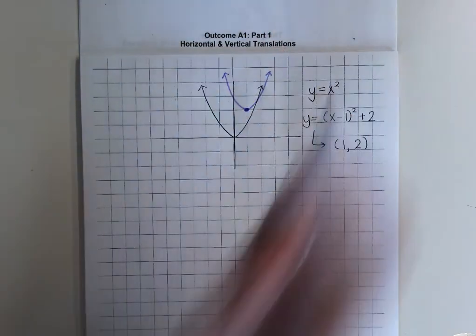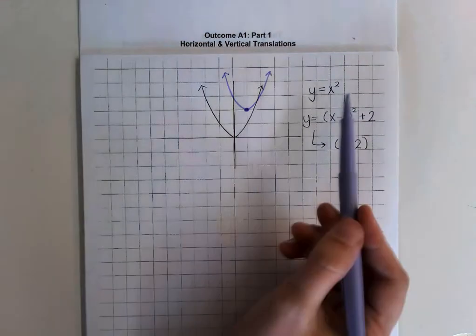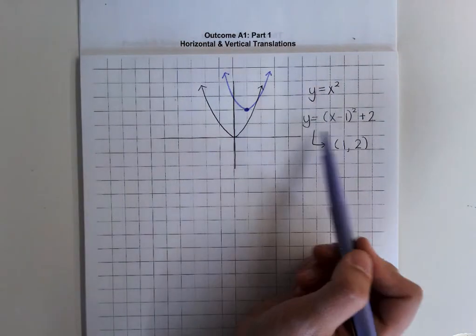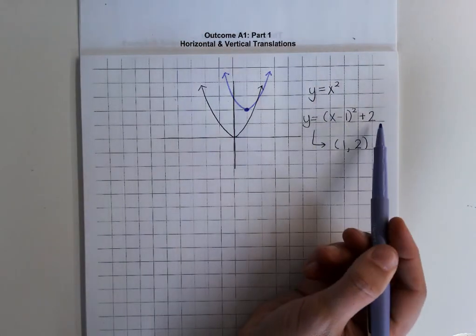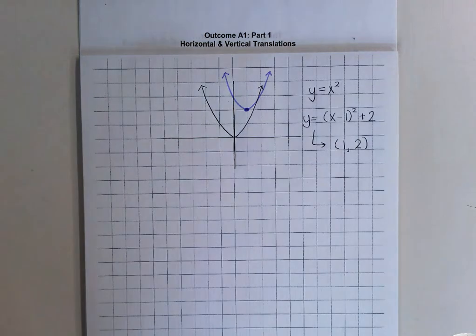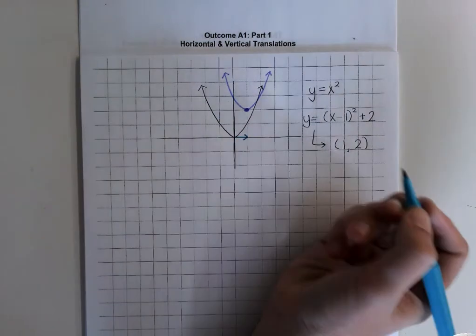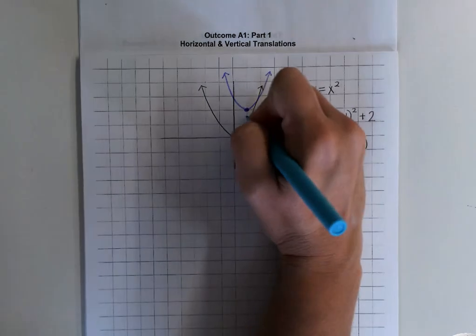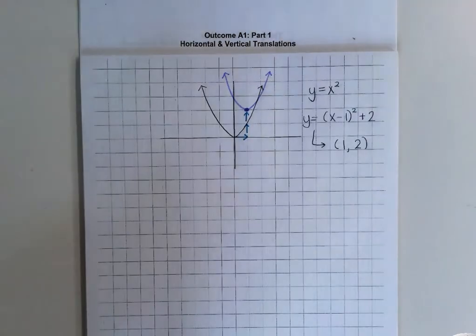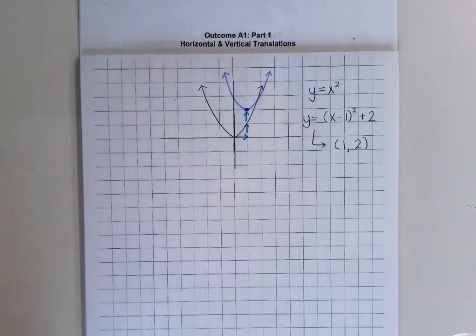You'll notice the difference between y equals x squared and y equals x minus 1 squared plus 2 is that this graph moved over to the right by 1 and up by 2. Because the vertex moved over, this entire parabola shifted over 1 and up 2. This is essentially what we're going to be looking at when we talk about horizontal and vertical translations.